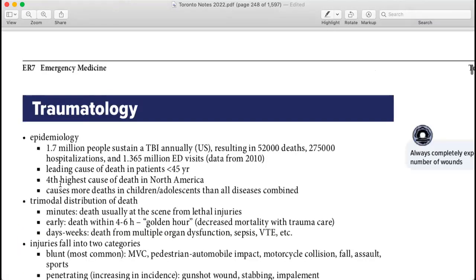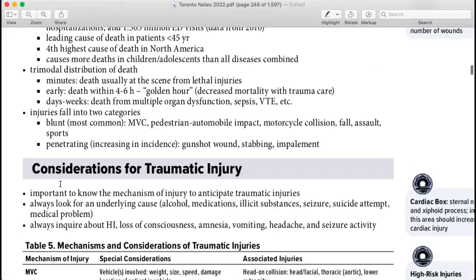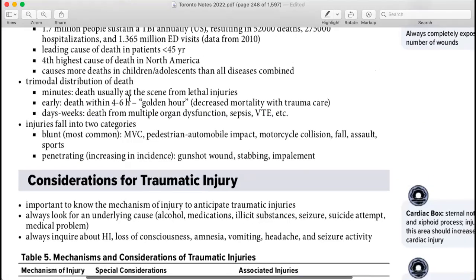Coming to traumatology. Traumatology, the golden hour: for how long is the golden hour? Within 4 to 6 hours. Days later on, you can develop sepsis and all those things. Injuries are divided into two categories, blunt and penetrating.